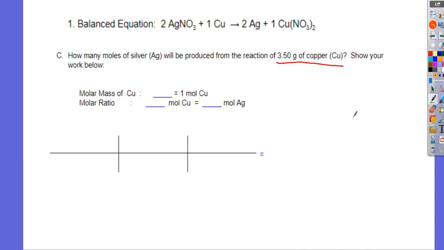Then let's do my equivalency statements. I want the molar mass of copper. So when I look up copper on the periodic table, its molar mass is 63.55 grams. And then for my molar ratio, I just look at my balanced equation. There's a 1 in front of my copper, and there's a 2 in front of my silver.